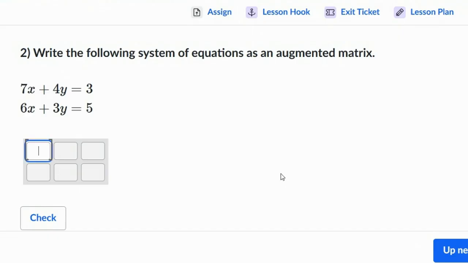All right, Jaden's got an answer there. Let's see what everyone else got. Then the X is a 7. The Y is a 4. What is the 3? It's just a 3. It's not a negative 3. Just take the number exactly like it is. Second row, 6, 3 Y's, and it equals 5. So since it equals 5, make sure you put the positive number 5 there. Check. Perfect.